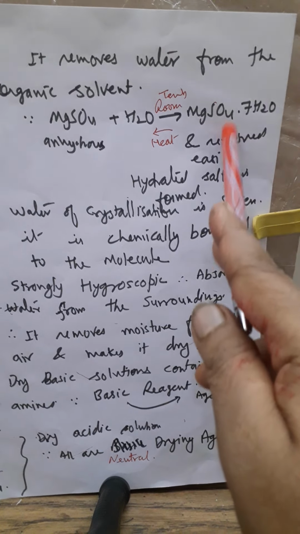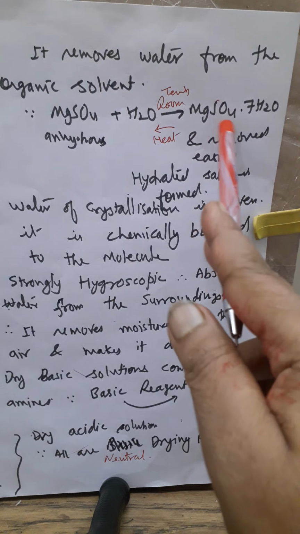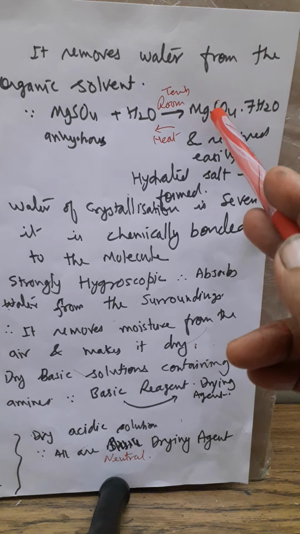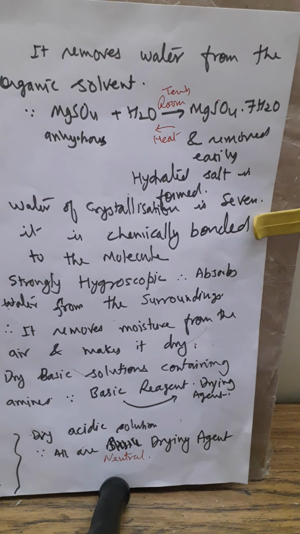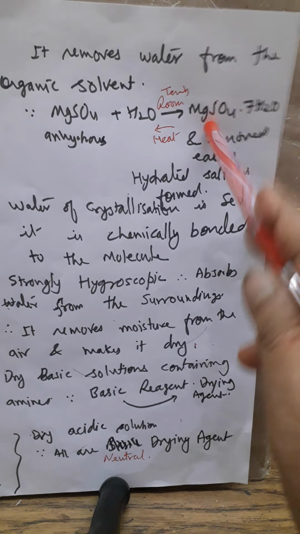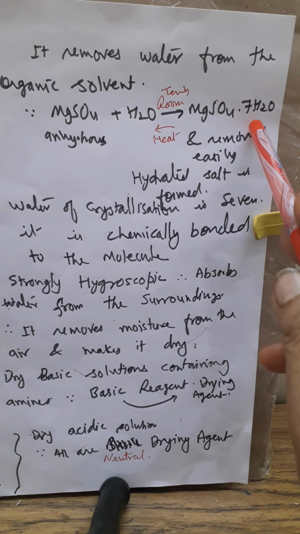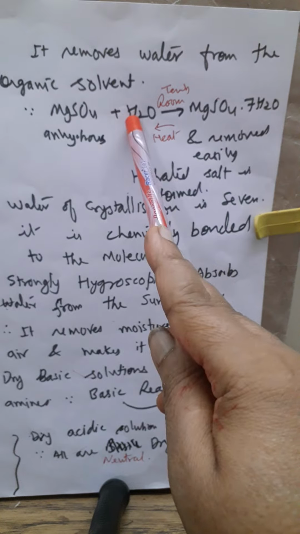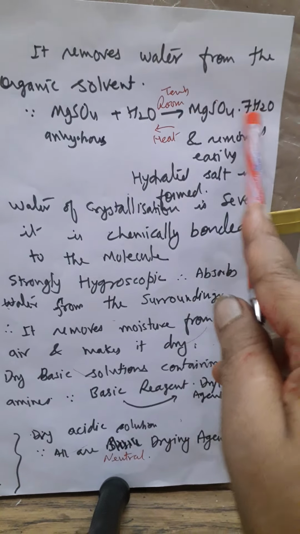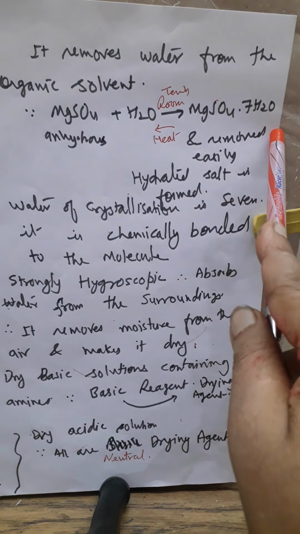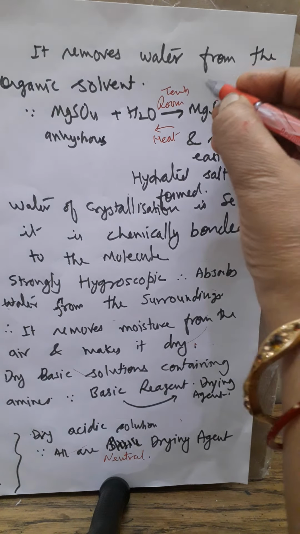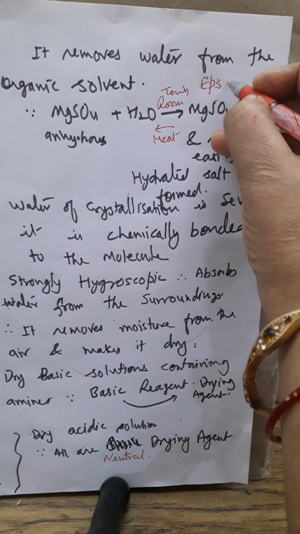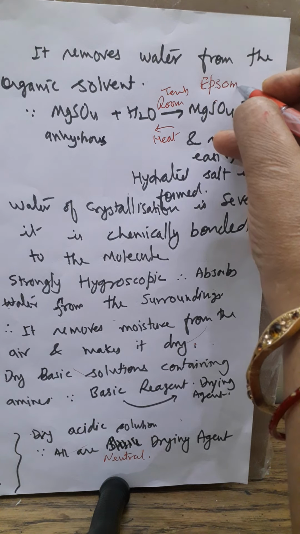You learn this because hydrated salts also come in questions. They will give you a list of hydrated salts like MgSO4.5H2O, MgSO4.2H2O, but MgSO4.7H2O will be there. That is Epsom salt. So MgSO4 will absorb water and form Epsom salt, that is MgSO4.7H2O, a hydrated salt. I will write Epsom because it is very, very important.